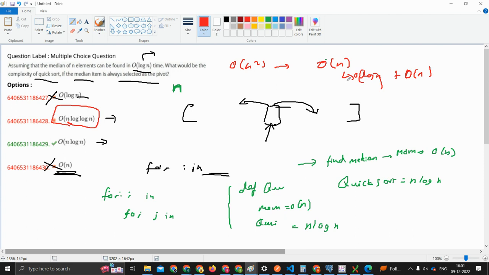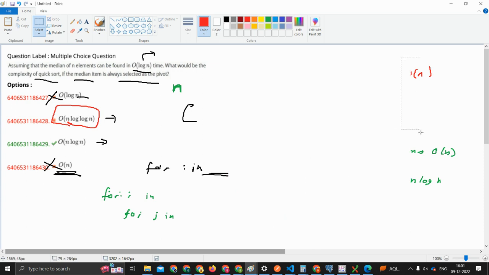Same thing here. We're finding the median in log n, but in the quicksort algorithm, all these comparisons are going to take us n log n. So overall, what we are getting is n log n only. Sachin, hope it is okay with that? Yeah. Sure. Great. Thank you so much.